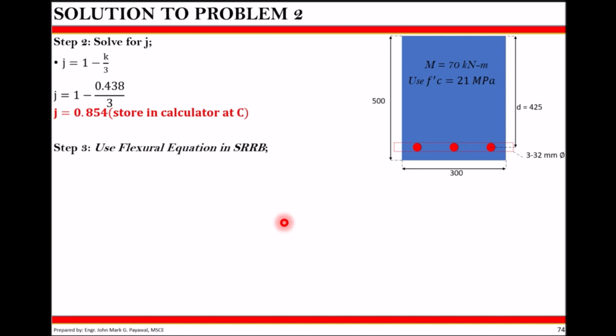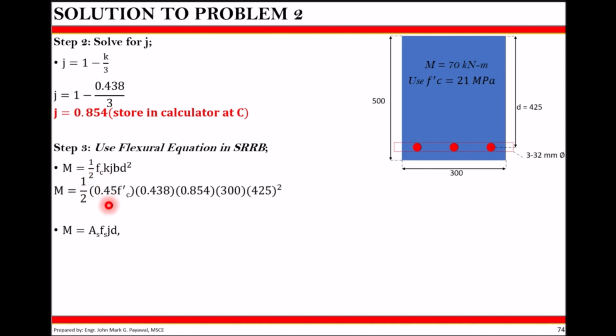Step 3, we simply use the flexural equation under your concrete and under your steel. One is 1/2 Fc k j b d squared, and the other one is As Fs j d. Putting the values here, we remember that Fc is actually equal to 0.45 Fc prime, and then k is here, j is here, b is 300, and d is 425 squared. Computing for that would turn out that it's 95.71 kilonewton meter.